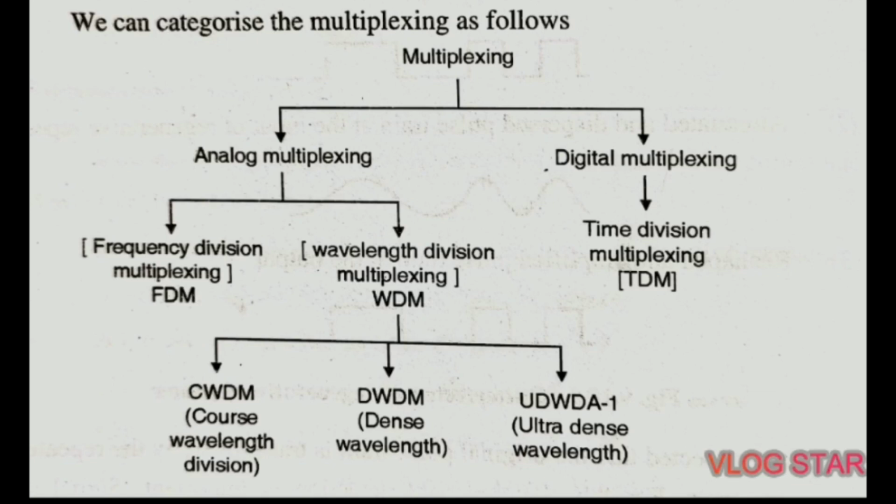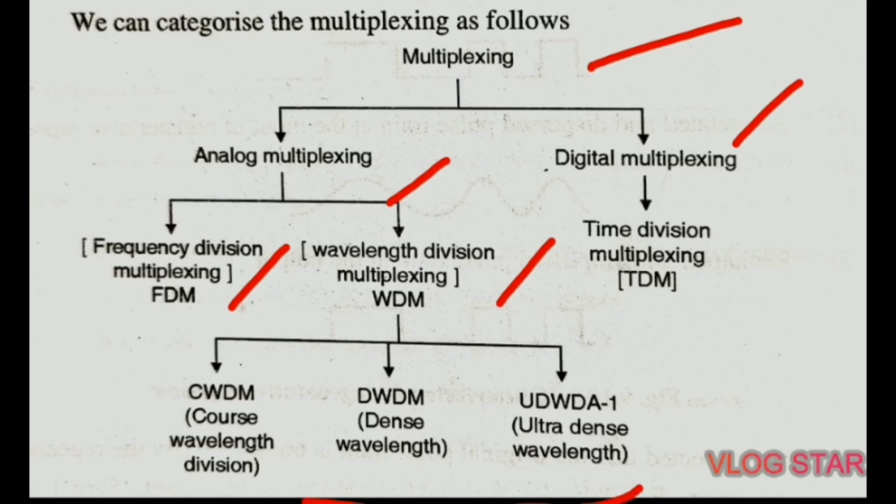We can categorize the multiplexing as follows. The multiplexing is divided into two types. The first is analog multiplexing and second digital multiplexing. Further, analog multiplexing is again divided into two types, that is frequency division multiplexing or FDM and wavelength division multiplexing, that is WDM. Then after that, the WDM is divided into three categories.